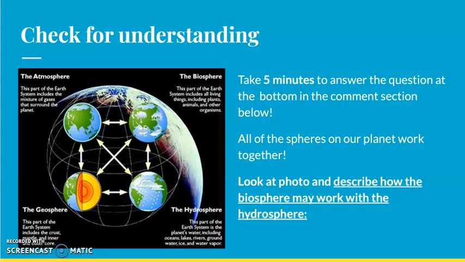As we know, the biosphere is the part of the Earth that includes all living things, and the hydrosphere is the part of the Earth that includes all of the planet's water. So how do you think those two systems might work together? So take a moment, pause the video, and write your answer in the comment section below.